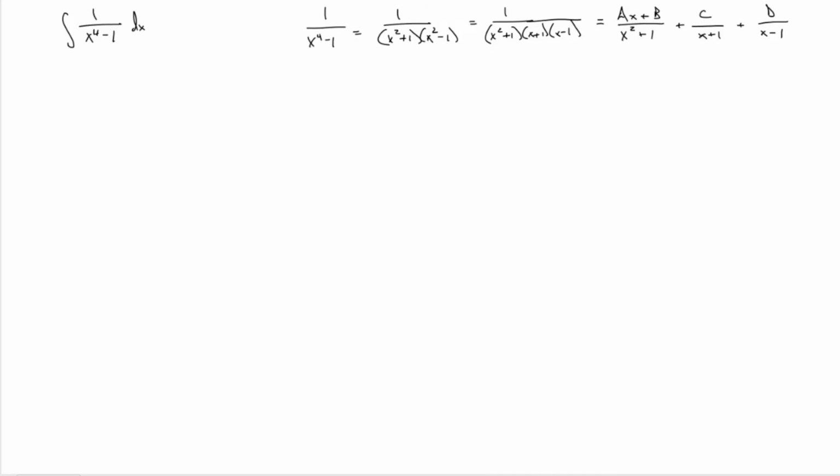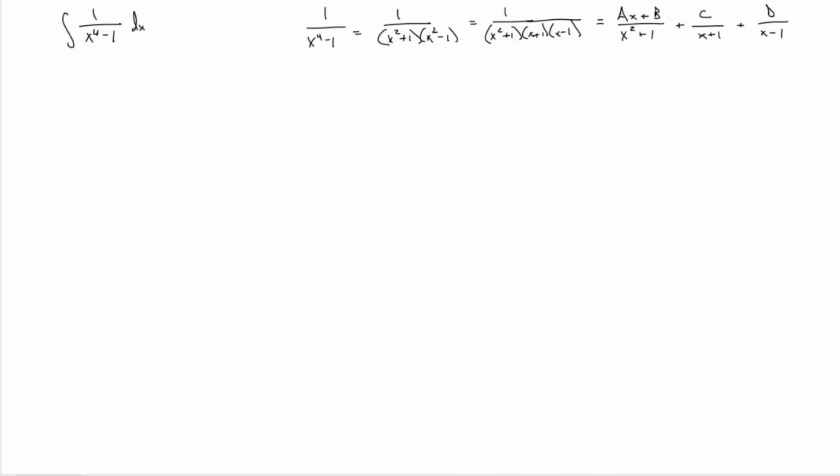And so the full factorization of x to the fourth minus 1 is x squared plus 1 times x plus 1 times x minus 1. And so each of those factors gets some component of the partial fractions decomposition. And in particular, we get an ax plus b, a linear term, over the x squared plus 1, plus a c over x plus 1, and a d over x minus 1. And if the letters were mixed around or you move those factors around, it doesn't really matter.